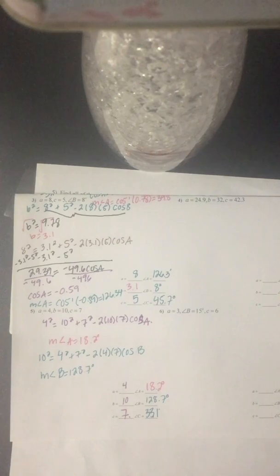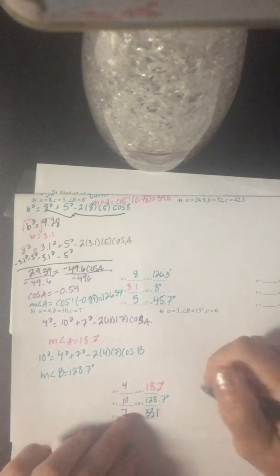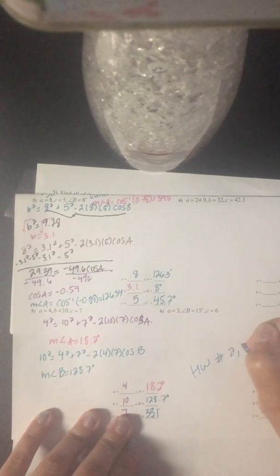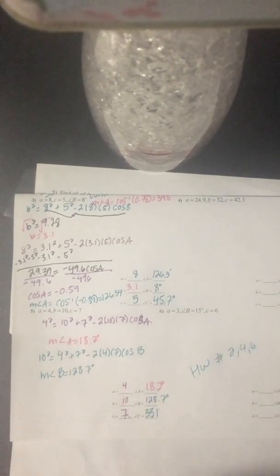Okay, your homework for tonight is going to be 2, 4, 6. So your homework is number 2, 4, and 6. This is all we're learning. Tomorrow we'll review. You'll do a review on Thursday, and your last quiz is this Friday.